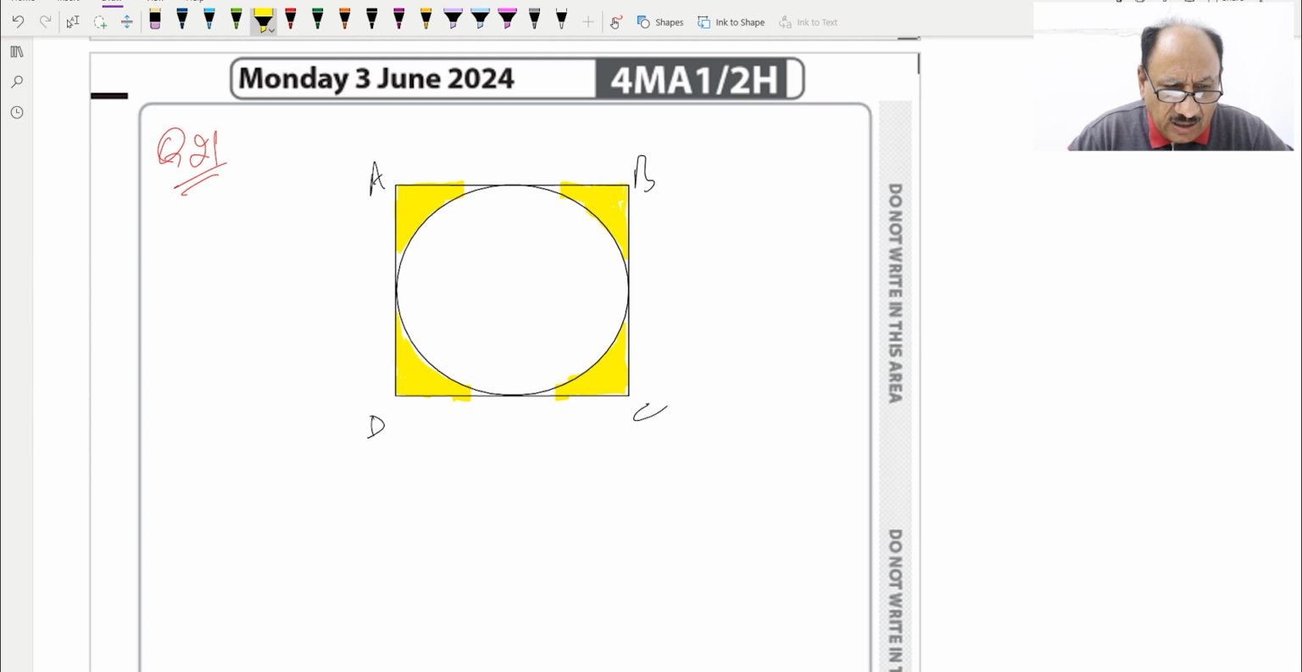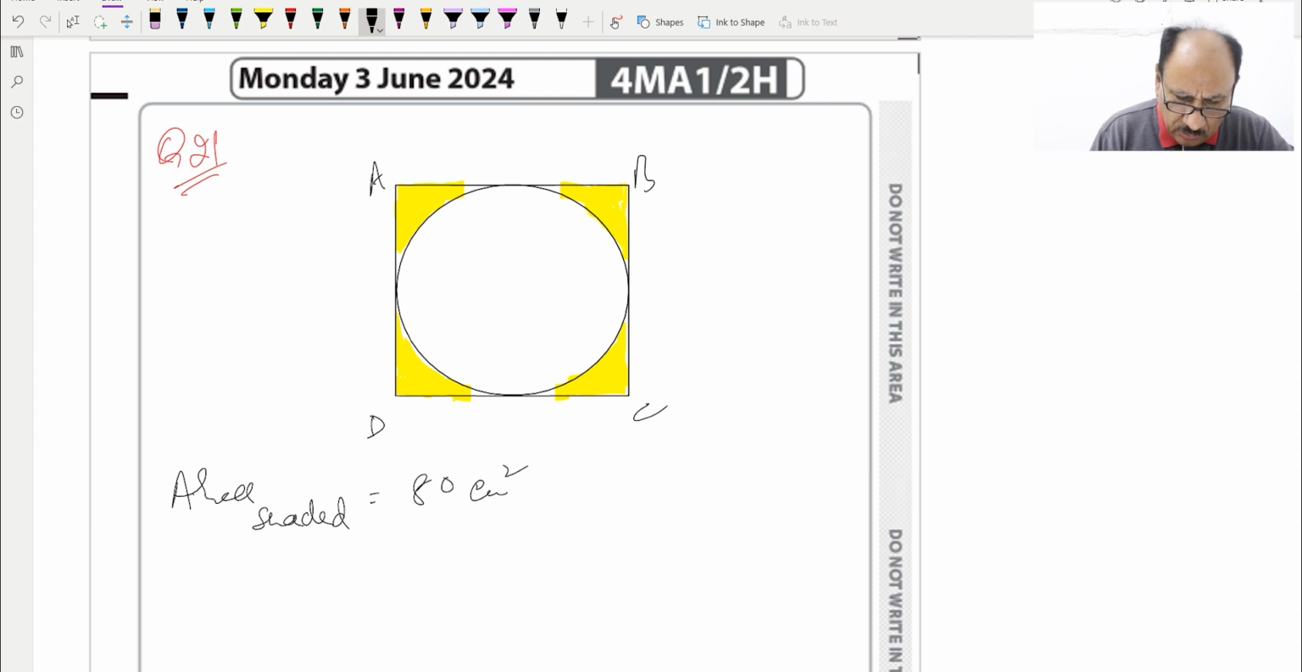Now they are saying the sides of the square are tangent to the circle. The total area of the shaded region is 80 centimeters square. So area shaded is equal to 80 centimeters square. So this measurement is given. Work out the length of AC. So AC length is required.